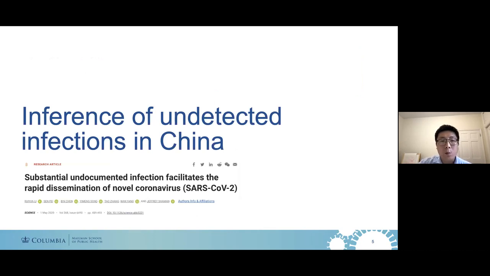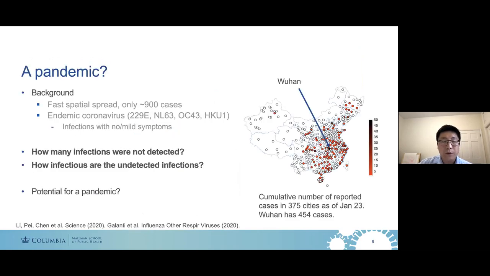So in the first study, we will talk about undetected infections in China. Back in January 2020, we heard about epidemic outbreak in China. This map shows the cumulative number of reported cases in 375 cities as of January 23rd. There were only about 900 cases reported, but we observed a really fast spatial spread across the country. For endemic coronavirus that causes common cold, we know a lot of infections have no symptoms or only mild symptoms. So this motivated us to answer two questions.